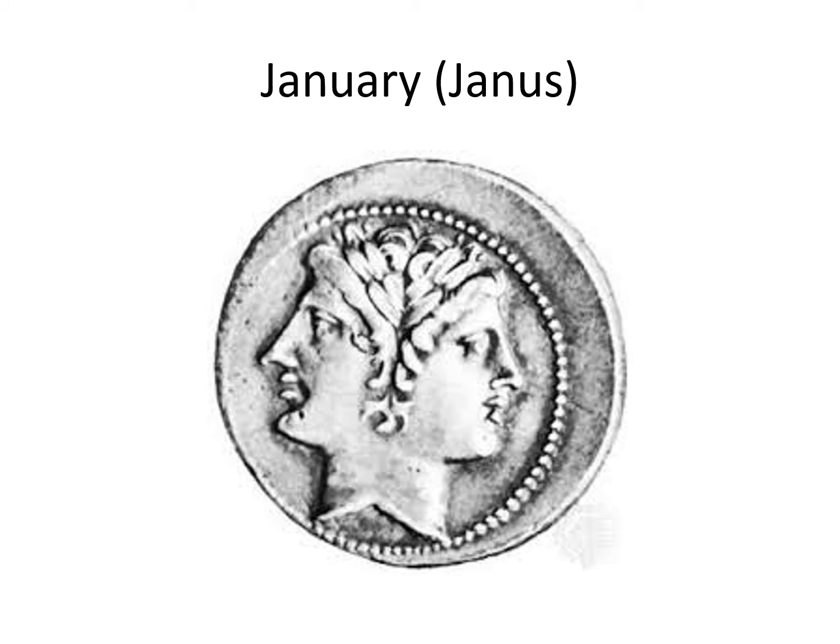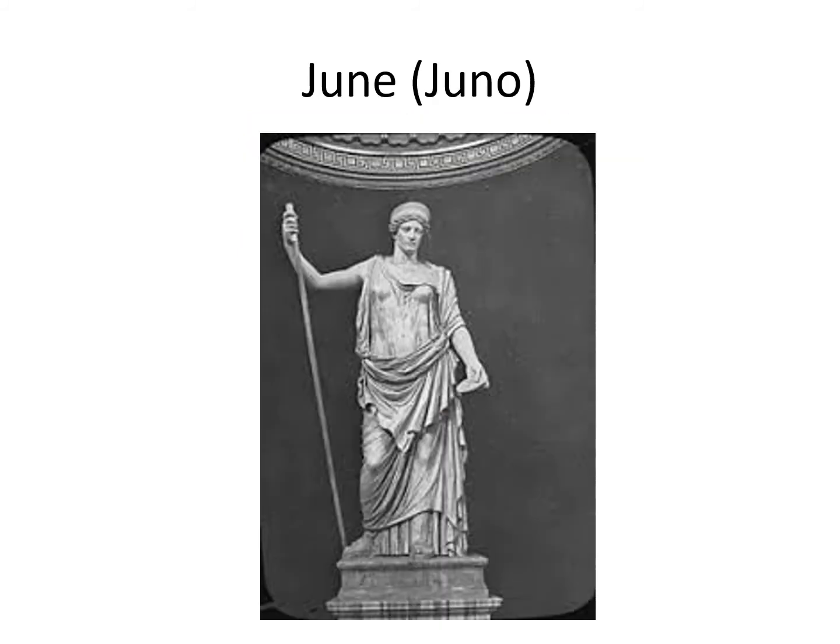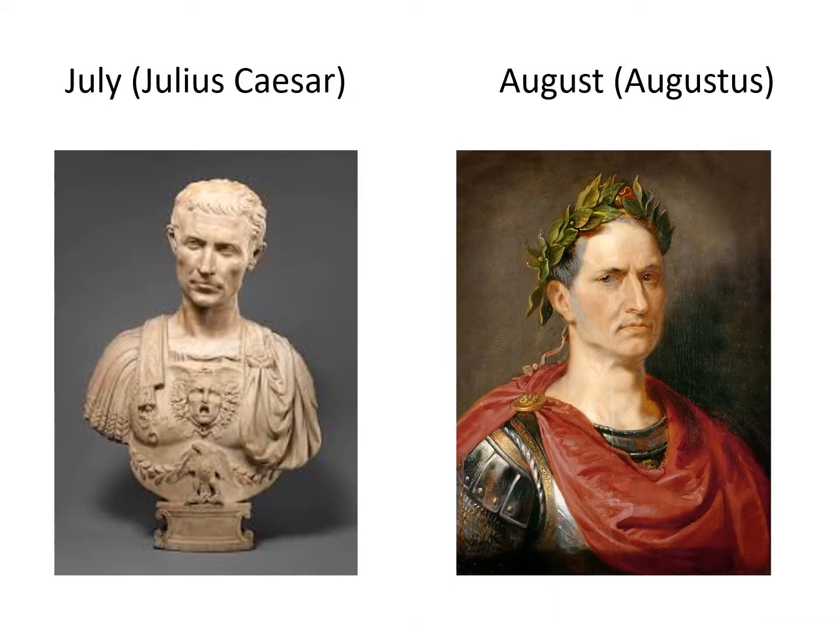Do you know the 12 months of the year? Most of those months have Roman names. January is named after the Roman god Janus. March is named after Mars, the god of war. June is named after Juno, the most important Roman goddess. July and August are both named after Roman heroes. July is named after Julius Caesar, the famous Roman general, and August is named after Augustus, Rome's first emperor.